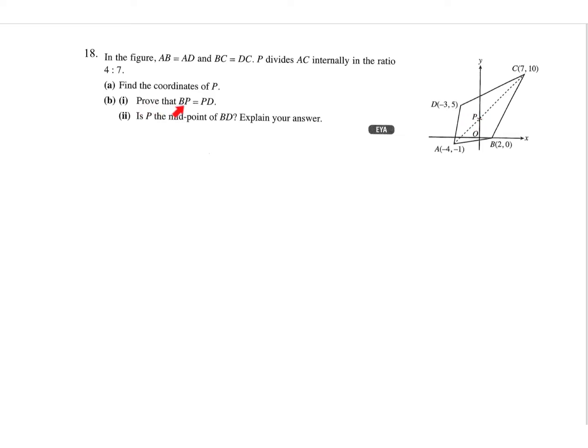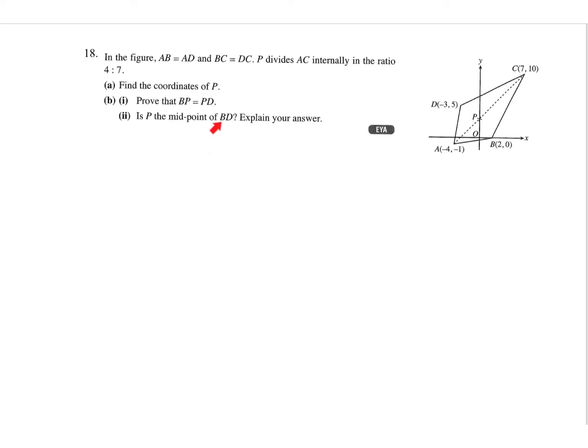Part B1, prove that PB equals PD. What does that mean? It means the length of PB, okay? It's asking you to prove that the length of PB is equal to the length of PD. What in this chapter or in the previous chapters have you learned that would allow you to calculate the length? So think about that.